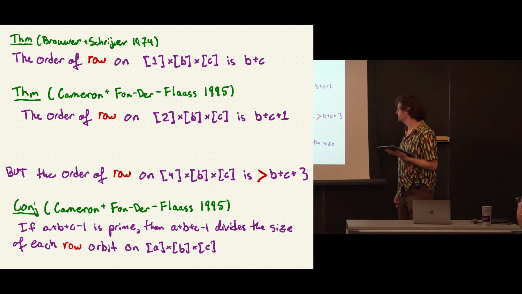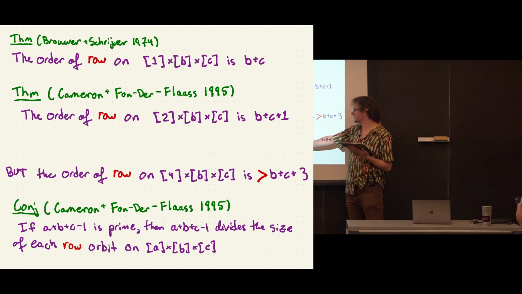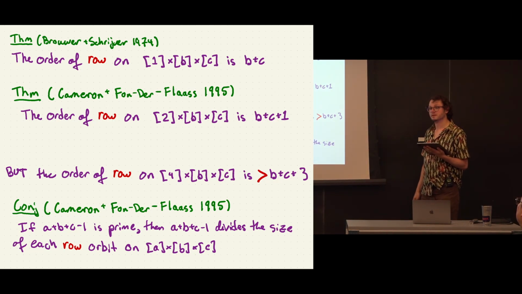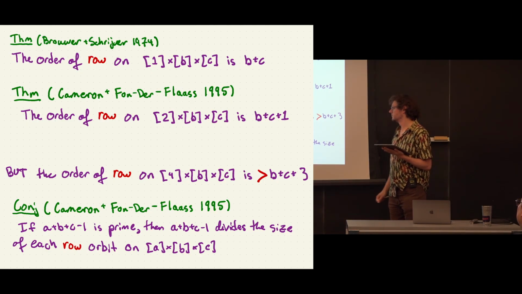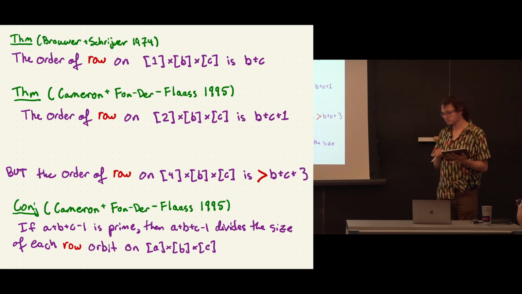But they did have a conjecture here, and the conjecture is that this number you sort of expect to show up, A plus B plus C minus 1, is still relevant to things. Maybe that's not actually the order of the action, but my orbits should be multiples of that quantity. So this number still shows up somehow. Sort of a weird conjecture.